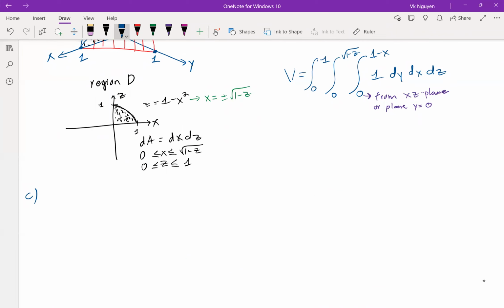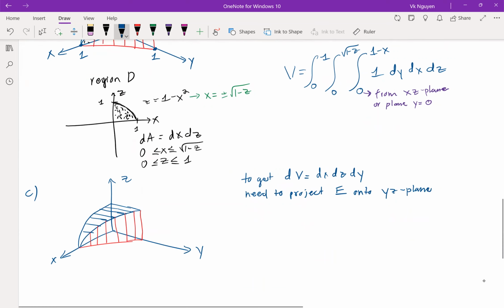Just have to resketch the solid E here so that I can show you. Now we're going to project it onto the YZ plane, right? YZ plane is this one. Remember, it's going to be cut off between these two. So if you push it, then you're going to see that the YZ plane is cut into different regions.